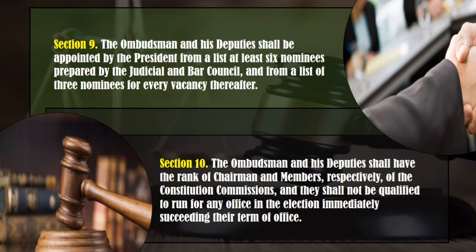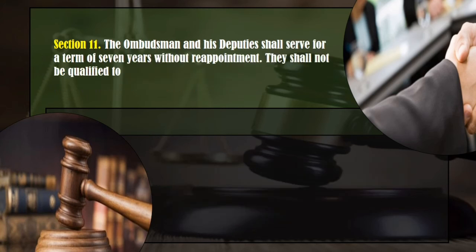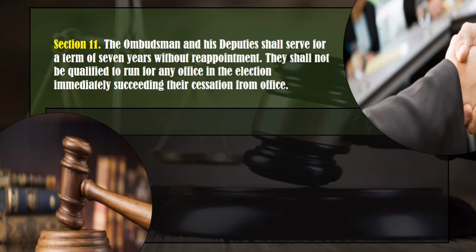of chairman and members, respectively, of the Constitutional Commissions, and they shall not be qualified to run for any office in the election immediately succeeding their term of office. And for their term of office, they shall serve for a term of 7 years without reappointment, and they shall not be qualified to run for any office in the election immediately succeeding their cessation from office.